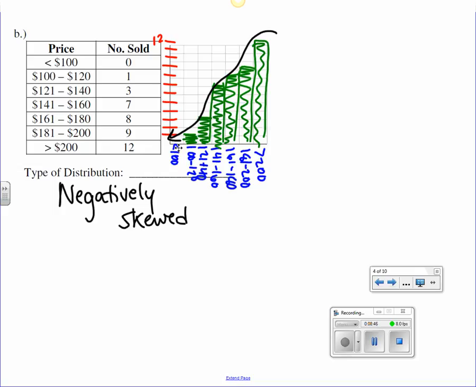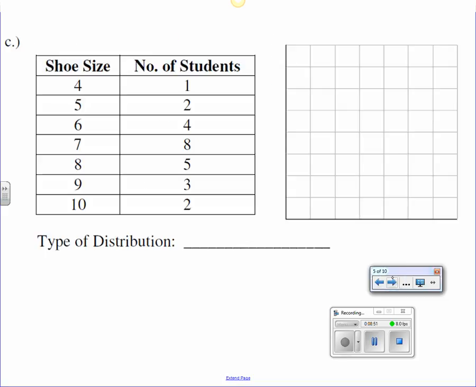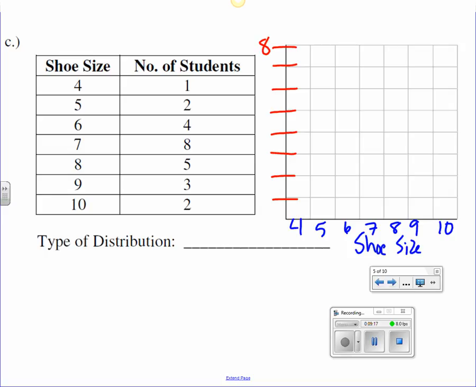Okay, again, I will let you copy my notes later if you don't have it done and you would like it to be done. Okay, this last one, what should go on the bottom? Shoe size, very good. So that's going to be 4, 5, 6, 7, 8, 9, 10. And what do I need to make sure the side goes up to? 8. 8's the highest. So as long as you have 8 hash marks, 2, 3, 4, 5, 6, 7, 8.